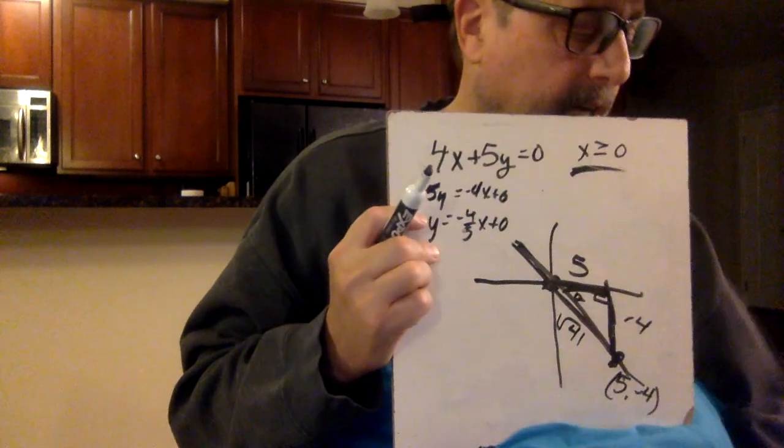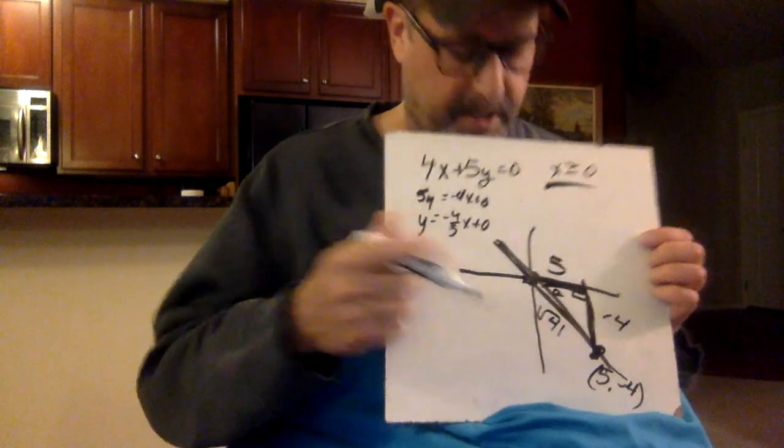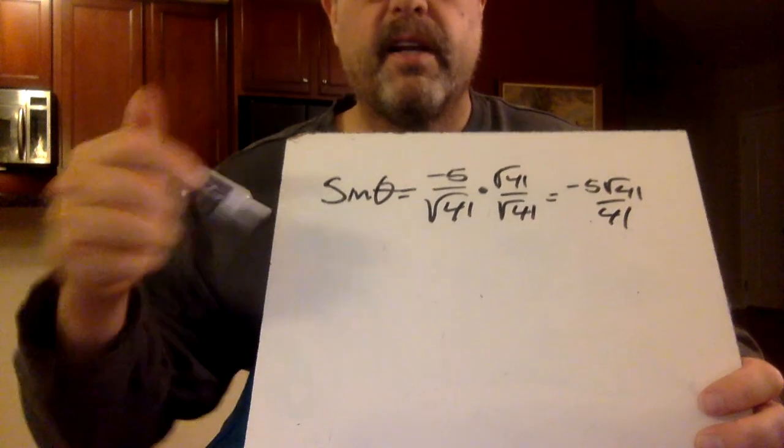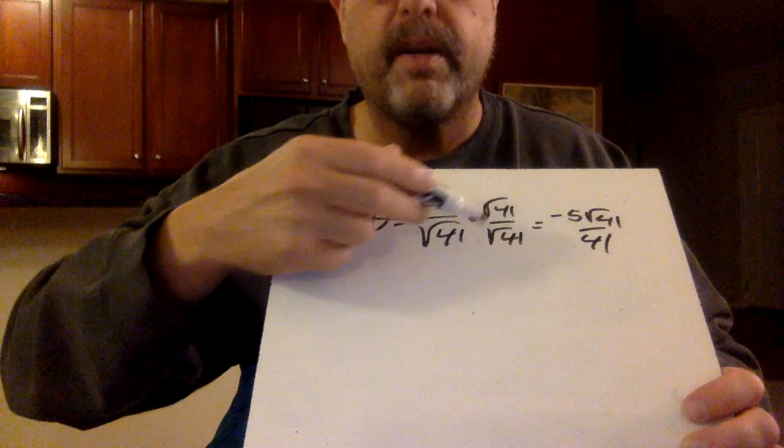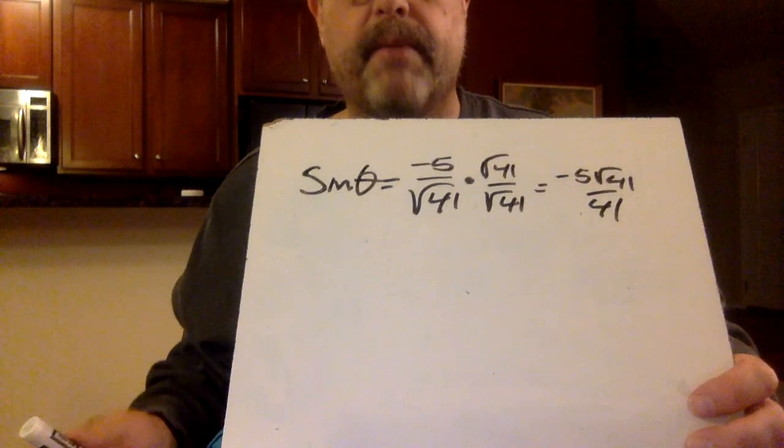And then if we are trying to do the sine, it is opposite over hypotenuse. And so the sine is negative 4 over root 41. Take it times root 41 over root 41. And there we go.